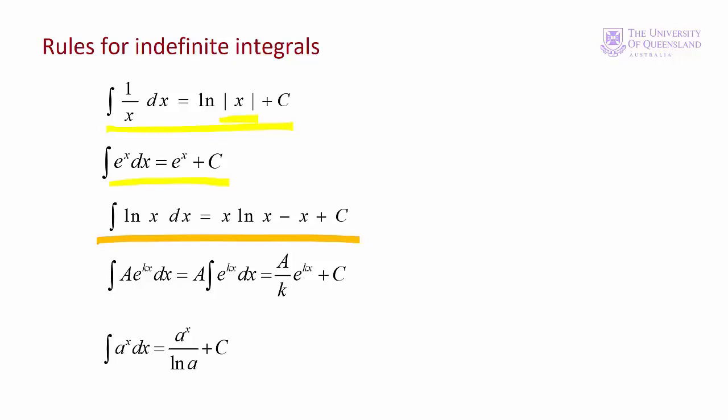Here we have the general rule for an exponential function. This is where the exponent is a simple function of x. Again, you should be able to apply that. And finally, we have an exponential function that's not to base e. Once more, this is just reversing the rule we had in differentiation. These are just the basic rules we need, so at this stage we can only solve fairly basic integration problems. Nevertheless, let's have a look at a couple of examples.